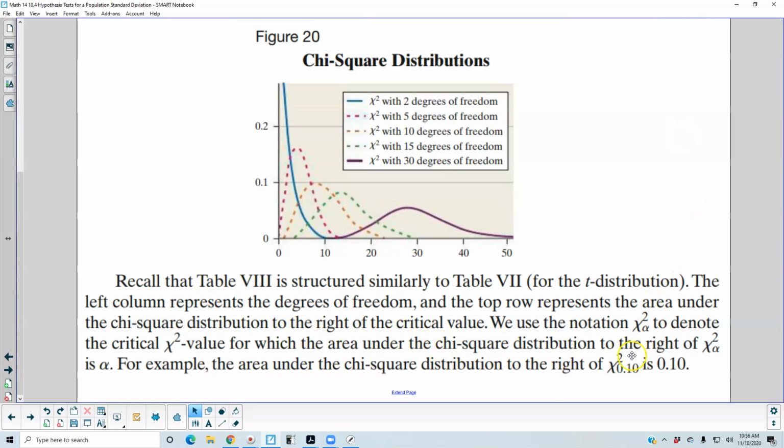We use the notation chi-square with the subscript alpha to denote the critical value, the chi-square value, for which the area under the chi-square distribution to the right of chi-square subscript alpha is alpha. So for example, the area under the chi-square distribution to the right of chi-square with an alpha of 0.10 is 0.10.